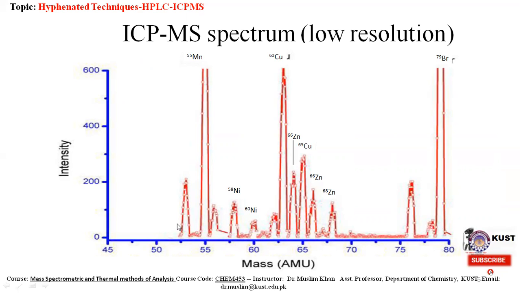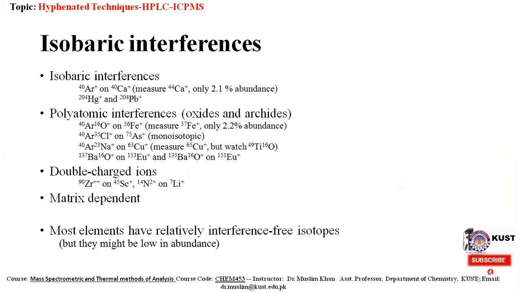You can see here the intensity and the mass in AMU. With the low resolution, this is manganese, this is nickel, and this is nickel isotopes. This one appears at a different place because of 60 and because of 58 here. Similarly, copper. This is copper 63, and this shows the natural abundance intensity of the copper. This is bromine. Bromine is having 79 and 81. But because of the low resolution, it will be quite difficult to separate these two isotopes from each other in the ICPMS spectrum.